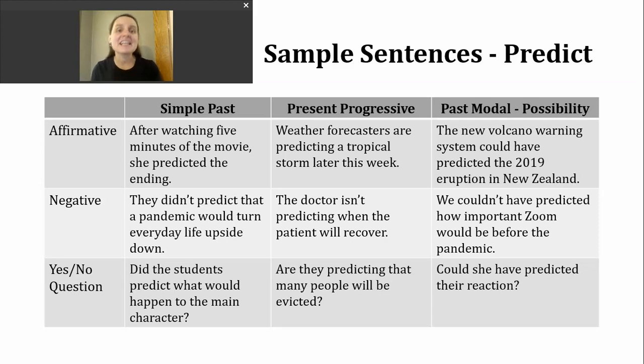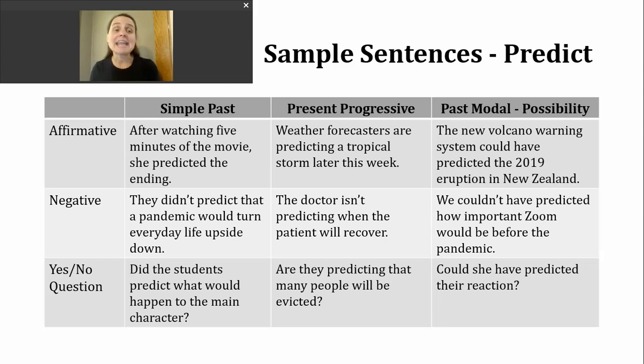So let's start off with simple past tense. In the affirmative, we're just going to use this ed form of the verb, and it doesn't matter what our subject is. It's always going to be the same form. Here's an example sentence. After watching 5 minutes of the movie, she predicted the ending. So, in other words, she said, this is what's going to happen.